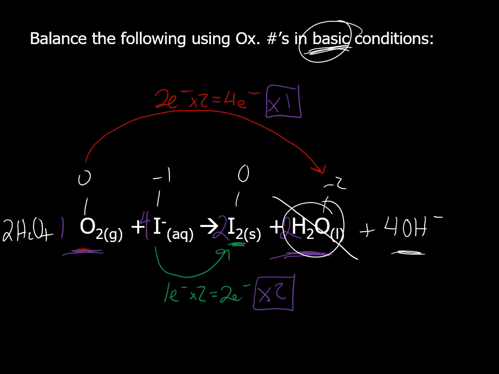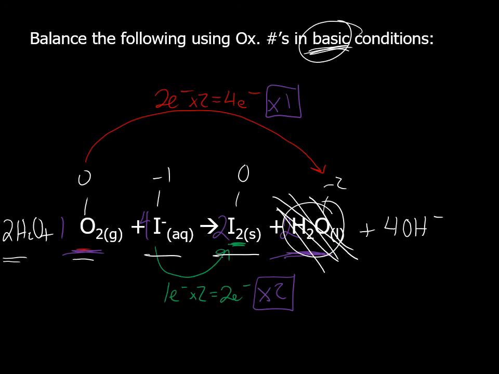Let's check atoms too. So again, that water's gone. On the left-hand side, we have 4 hydrogens. On the right-hand side, we have 4 hydrogens. On the left-hand side, we have 2 oxygens and 2 oxygens. That's 4. On the right-hand side, these waters are gone, so we have 4 oxygens, 4 on the left, 4 on the right. We're good. 4 iodines on the left, 4 iodines on the right. Perfect. So the atoms balance, and we can now check charges.